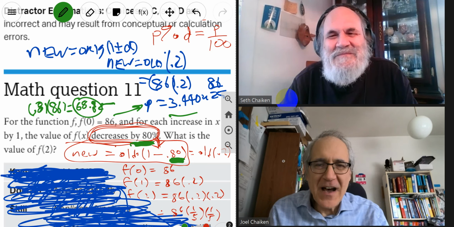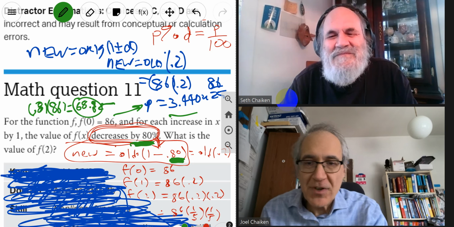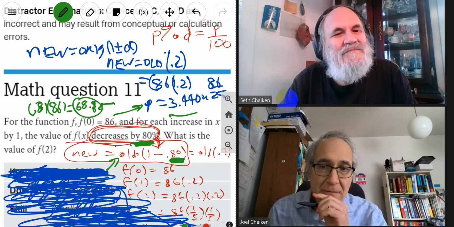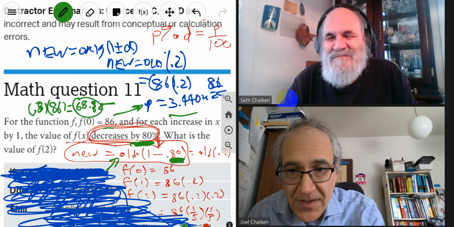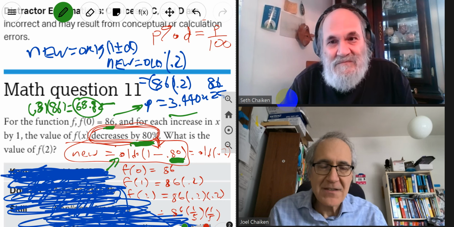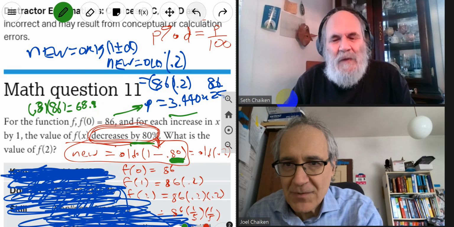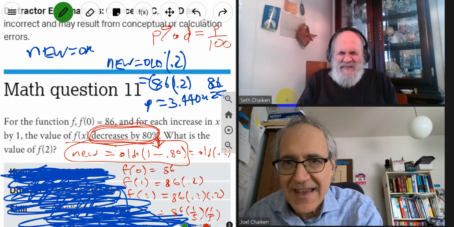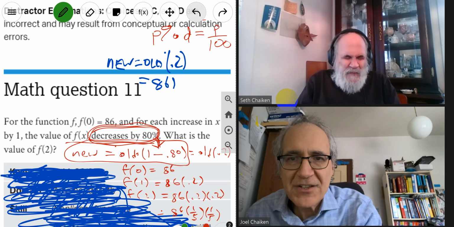But seriously, we didn't go over the way a lot of people would do this, which is the way Seth said. People who aren't familiar with the shopping formula would probably do it the way Seth did, where if it decreases by 80%, you take 80% of 86 and then subtract that from 86. So maybe we should show that, because that is likely to be the way a bunch of people are going to do it. So let's show that way.